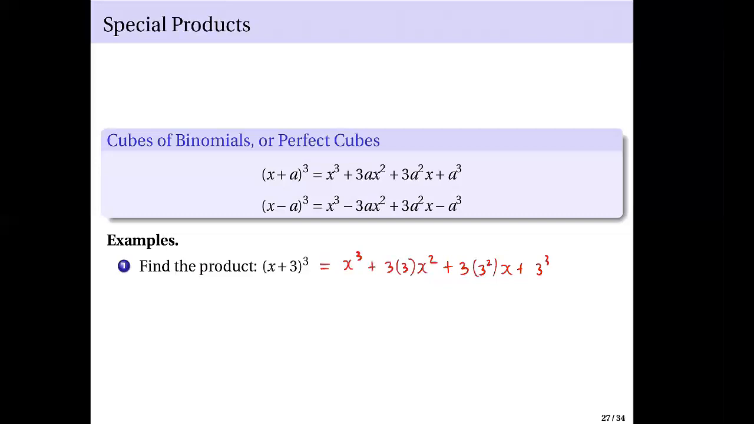Then if we simplify, this is just x cubed plus 3 times 3, that's 9, so 9x squared. Then here, 3 times 3 squared, that's 9, and then times 3, so you have 27x. And then the 3 cubed, 3 times 3 times 3, will also give you 27. So straight from the formula, this will be the final answer.